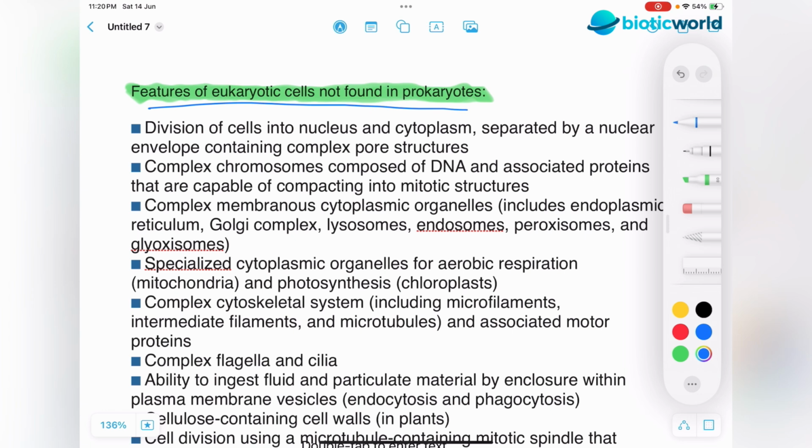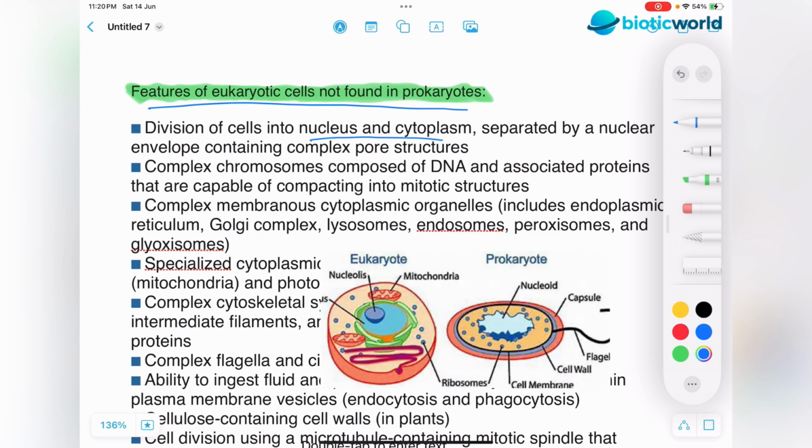Division of cells into nucleus and cytoplasm separated by a nuclear envelope containing complex pore structure. Have you ever seen the structure of eukaryotic cells? Here also a diagram shows they have a nuclear envelope which covers the nucleus inside the eukaryotic cells, right? So it has the complex pore structures.